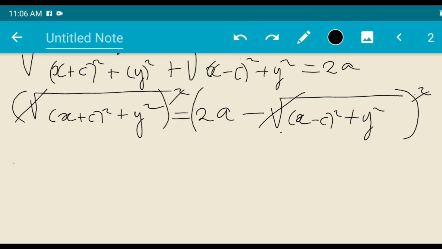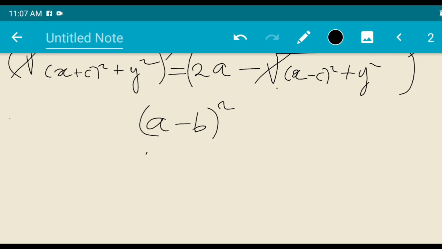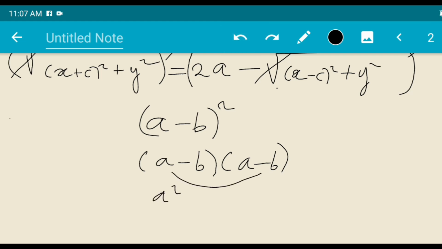Think of this as a minus b squared. When evaluating this, it is the same as a minus b times a minus b. Then we just use the same rule of saying a times a, which would be a squared, and then a times negative b, it will be negative ab. Then negative b times a is the same as negative ab. And then negative b times negative b will be positive b squared.